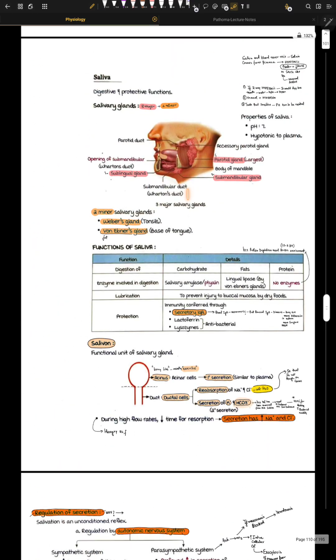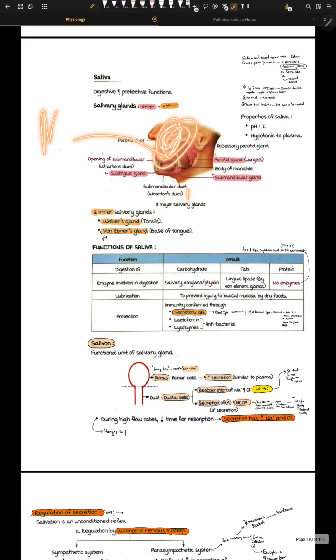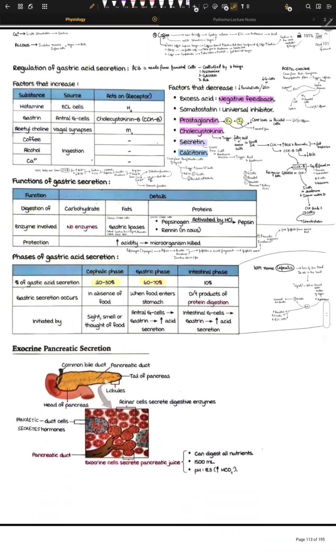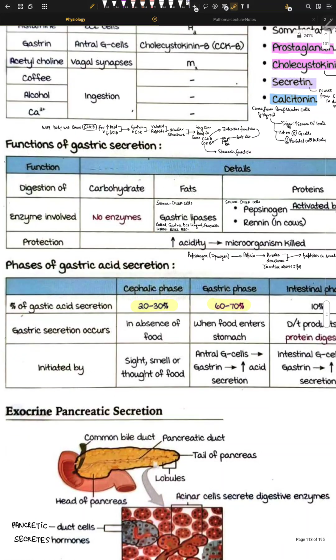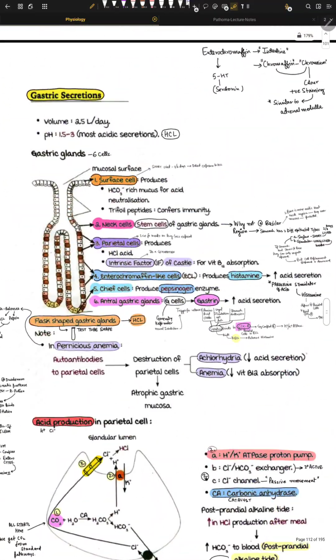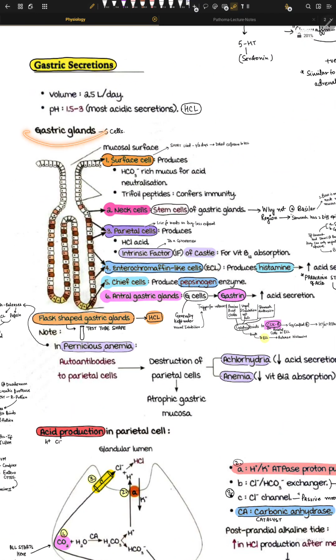So a little bit of fat digestion in the saliva, a little bit of carb digestion, but no protein digestion, because protein chains are really strong, so we cannot break them. Our stomach has really big and strong gastric lipases. It breaks down the long fatty acid chains. The source is the chief cell. Gastric glands have six cells: surface, neck, parietal, ECL-like cells, and chief cells.